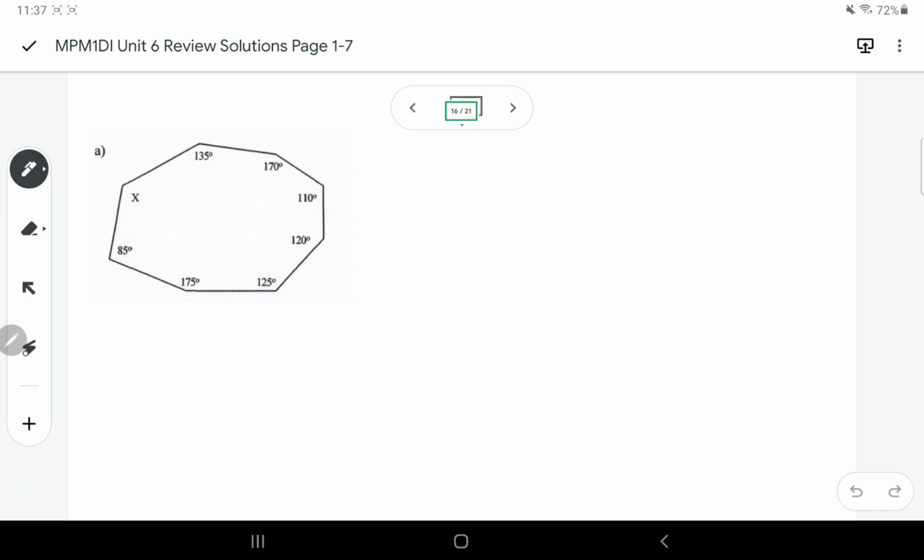Hey folks, we are continuing on with the solutions for the review. This is going to be page 6 and 7 on that review handout.